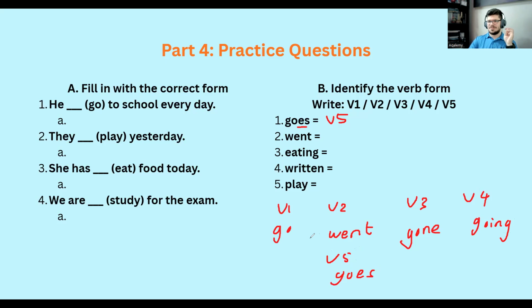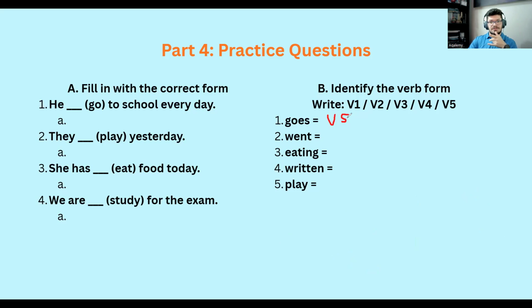They give us already. So we understand here for this one, verb 5, this one, verb 2. Eating. In this situation, I think it will be verb 3. It can be a gerund, but since we try to focus on verbs, it will be verb 3. Written, past participle, sorry. So over here, verb 4. Play, verb 1, and that is it.